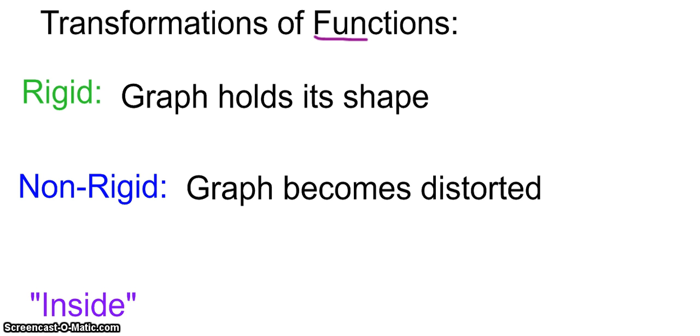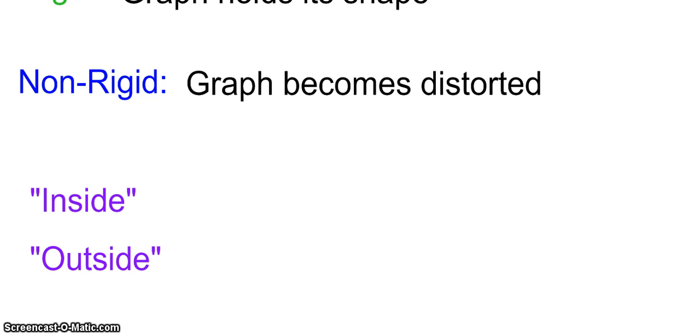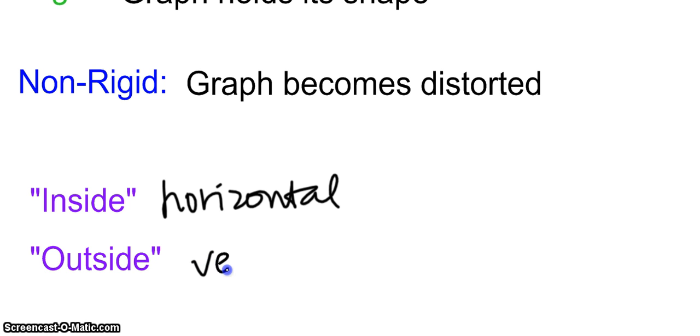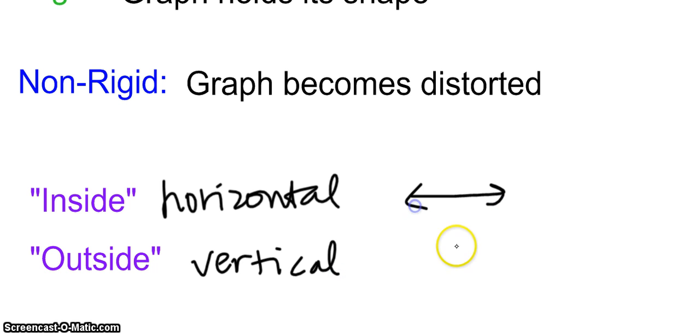So in addition to having rigid and non-rigid transformations, you can have these transformations that occur inside the function, which will create some sort of a horizontal change. Or you can talk about changes that happen outside of the function, which will result in a vertical change. So horizontal and vertical changes.